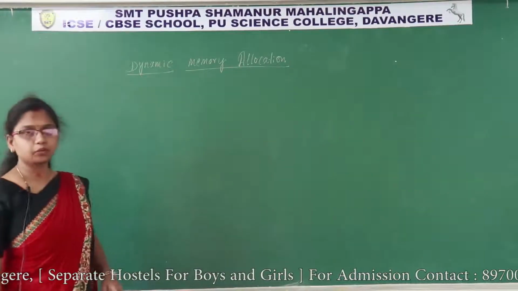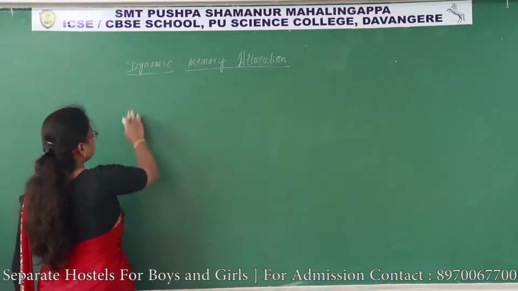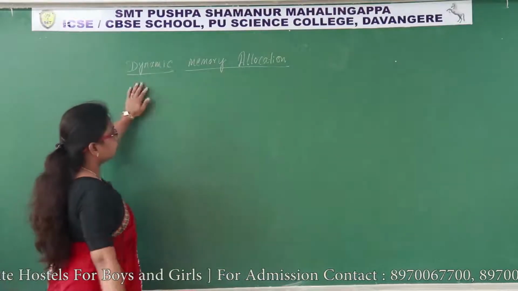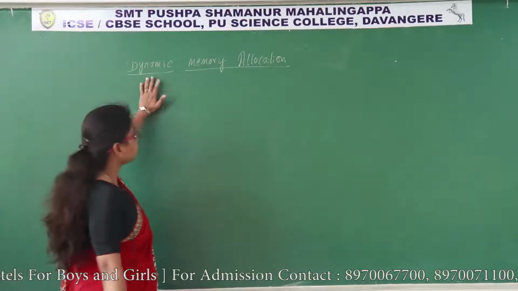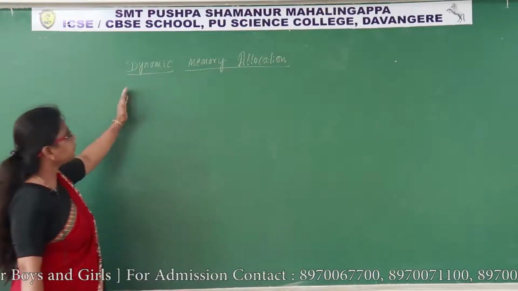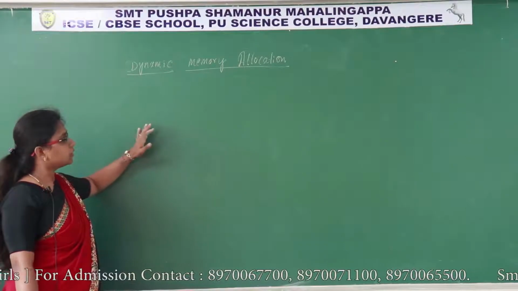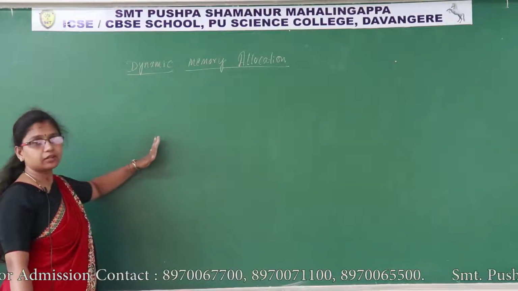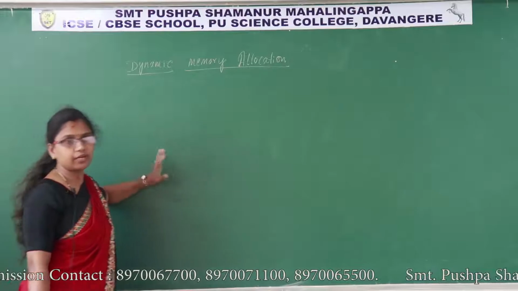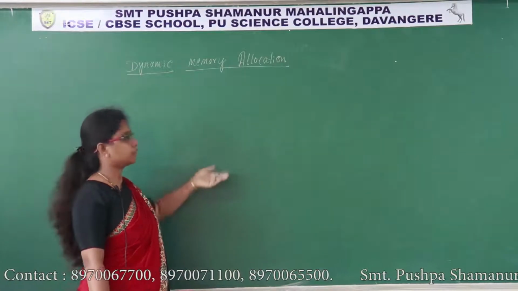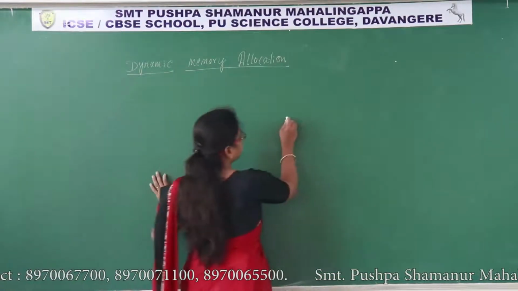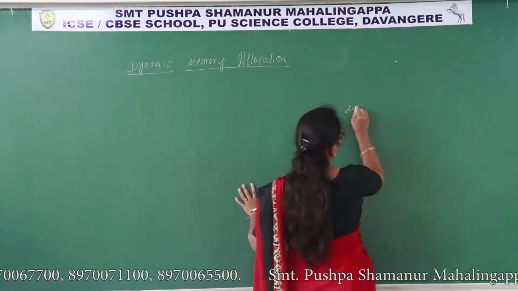Dynamic memory allocation. See here, in dynamic memory allocation what happens, how to write? I'll start with small programs or small examples. How to allocate memory to an integer? If you want to store an integer, what is the usual method? Int a.